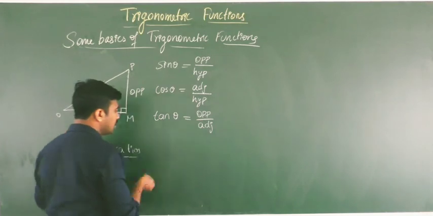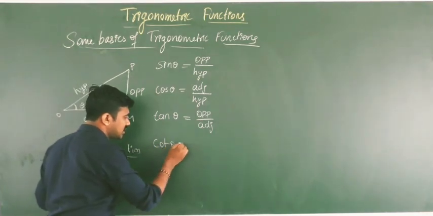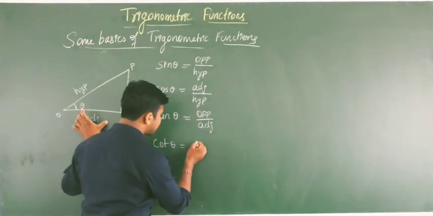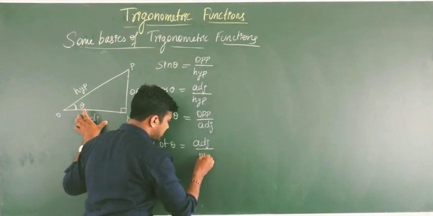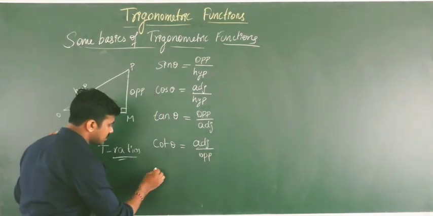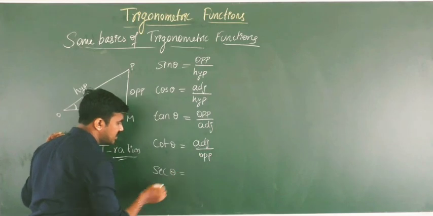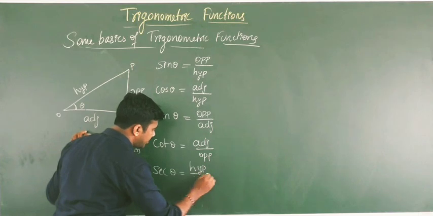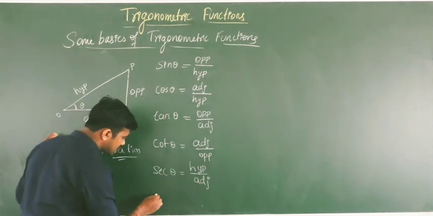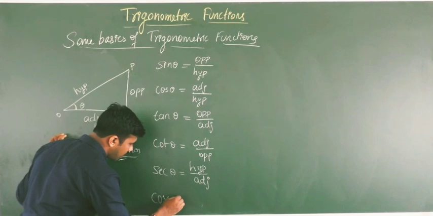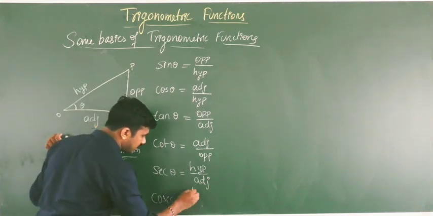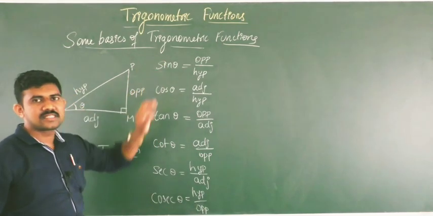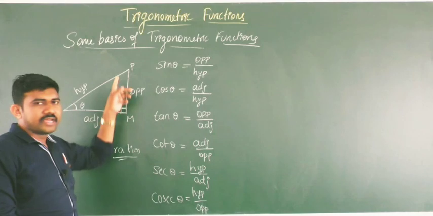Okay, and then cotangent theta or cot theta. Cotangent of angle theta or cot theta is nothing but adjacent side divided by opposite side. And the next one is secant of angle theta, that is sec theta, which is nothing but hypotenuse side divided by adjacent side. Okay, the last one is cosecant of angle theta or cosec theta, which is nothing but hypotenuse divided by opposite. So these are the six different trigonometric ratios of a right angle triangle.